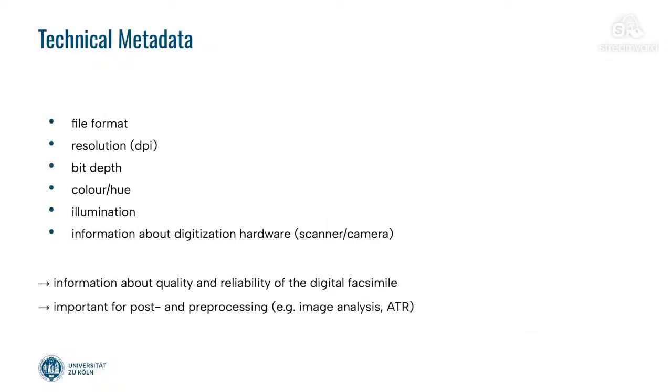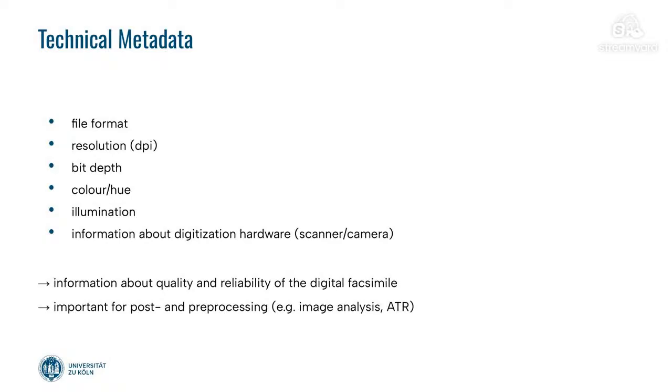The technical metadata is, I think, often invisible for many people because we just look at the images, but it is the file format, the resolution, the bit depth, the color, the illumination, and the information about the digitization hardware. So was it a scanner? Was it a camera? Which type of camera was it? It gives us a lot of information about the quality and reliability of the digital facsimile, and it's very important for post and pre-processing like image analysis and ATR. That's something I'm going to look at in a few minutes.